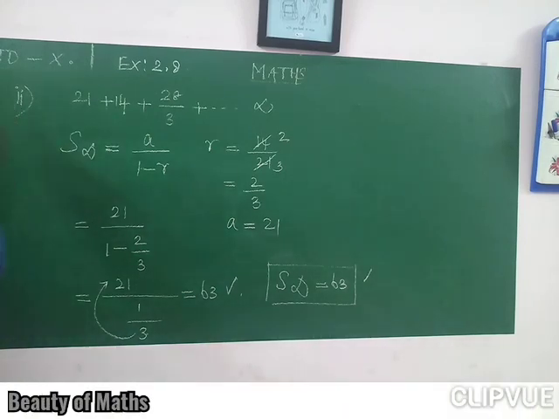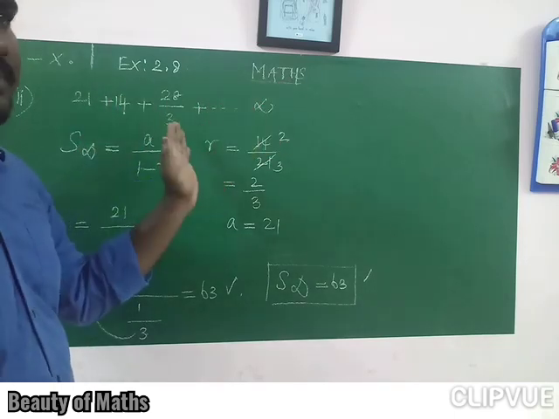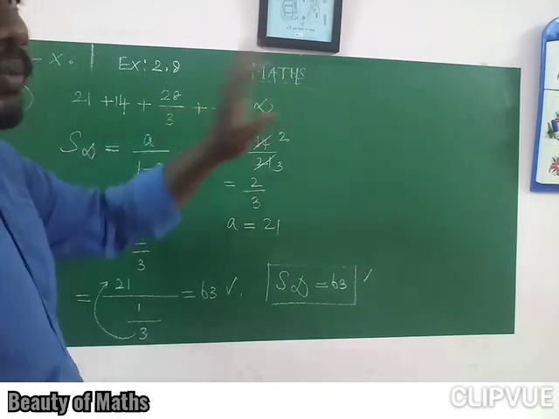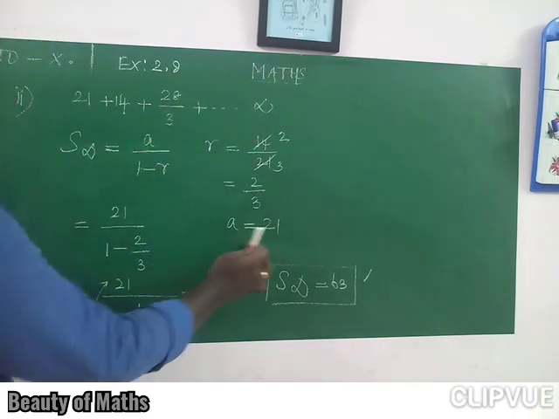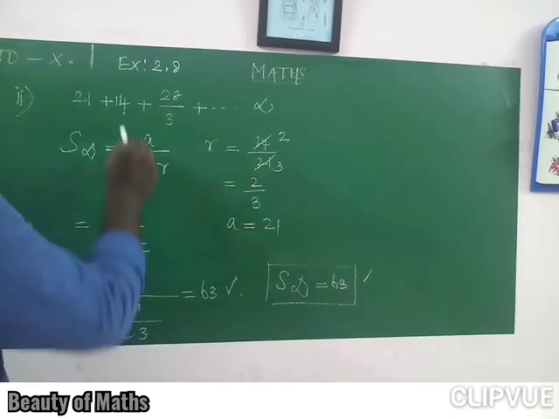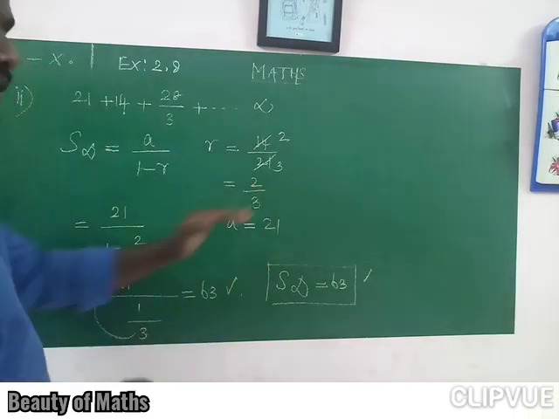Question number 4, second subdivision. The question is to find the sum to infinite terms of the GP 21 plus 14 plus 28 by 3 plus and so on. Here a is equal to 21, the first term. How can we find r? Term 2 divided by term 1, so 14 by 21, which is 7 times 2 over 7 times 3. So the value of r is 2 by 3.